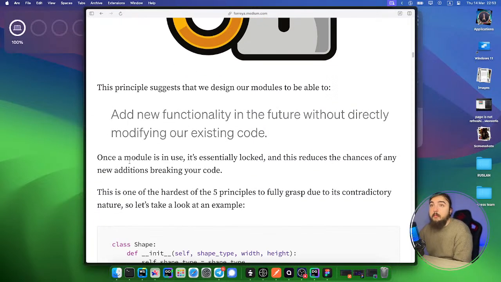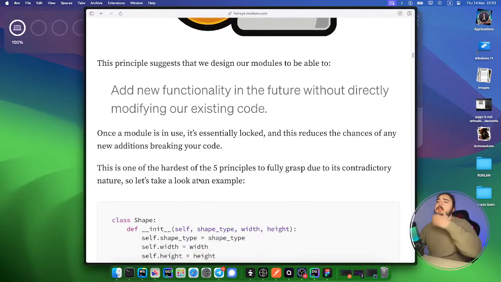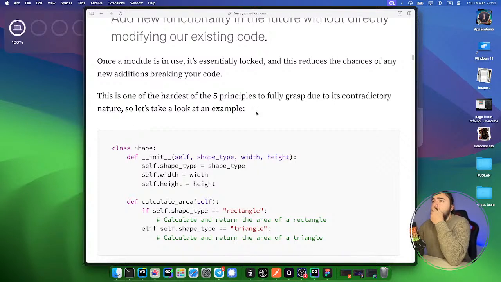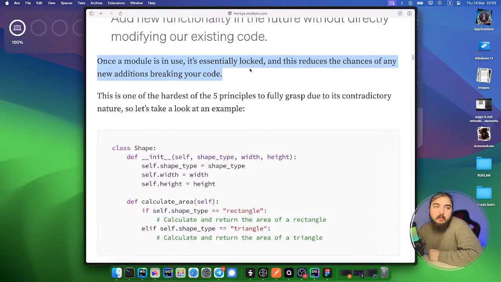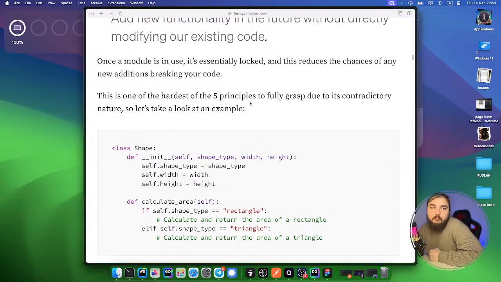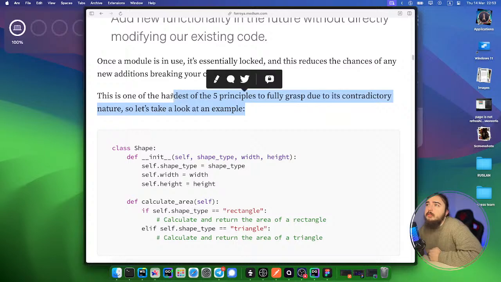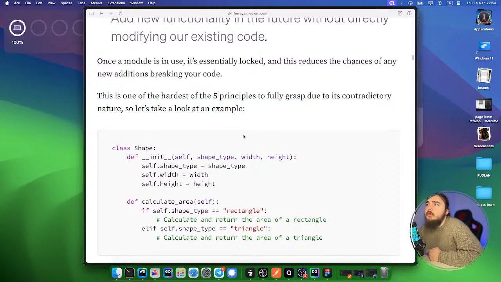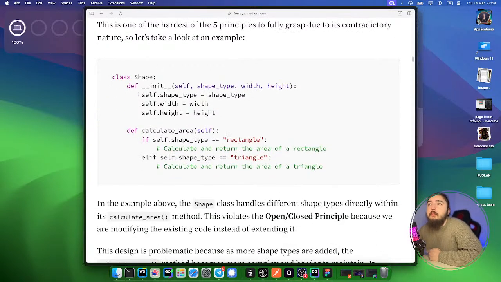It's like, once a module is in use, it's essentially locked. I don't agree with this. I agree and don't agree at the same time, because you need to be careful, yes, but not. This is one of the hardest of the 5 principles to fully grasp due to its contradictory nature. So let's take a look at an example.